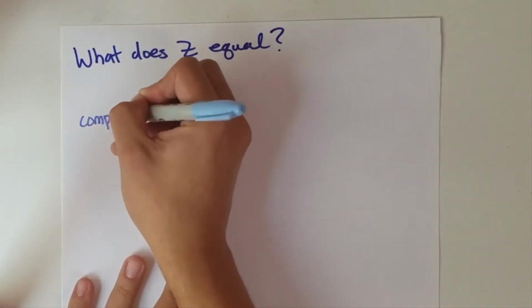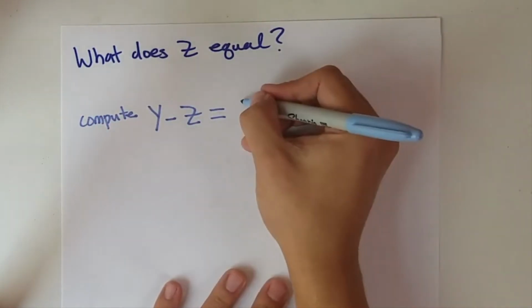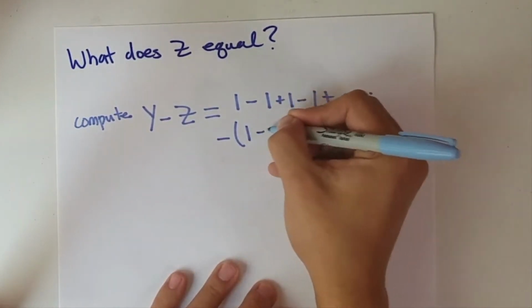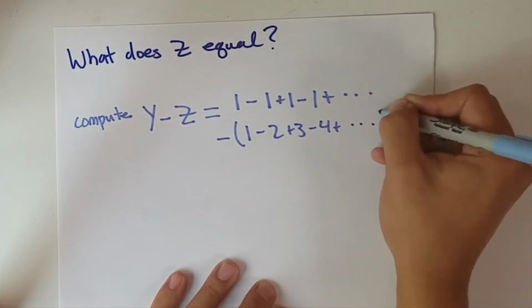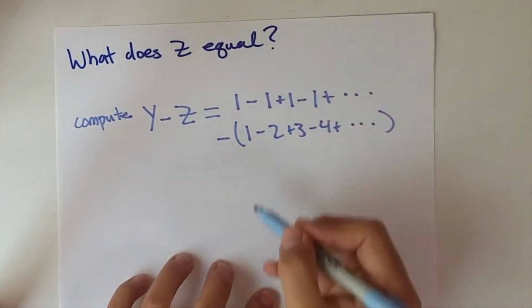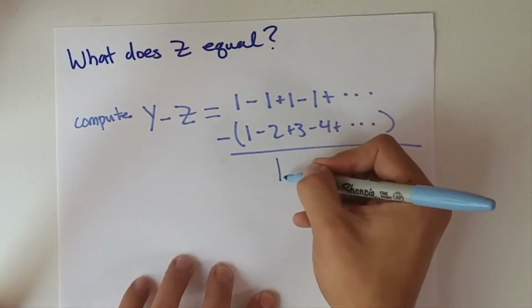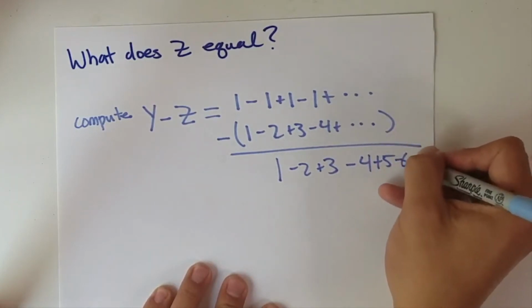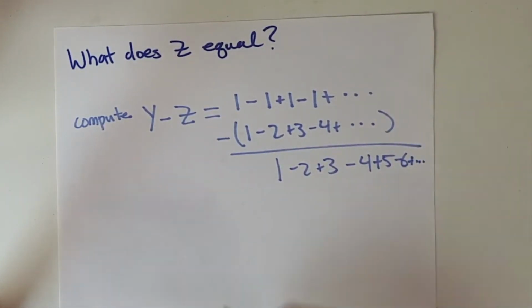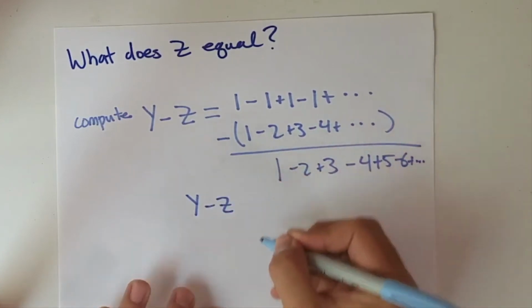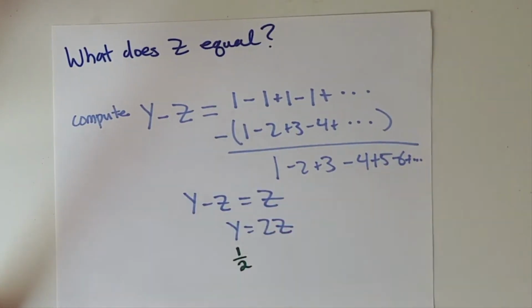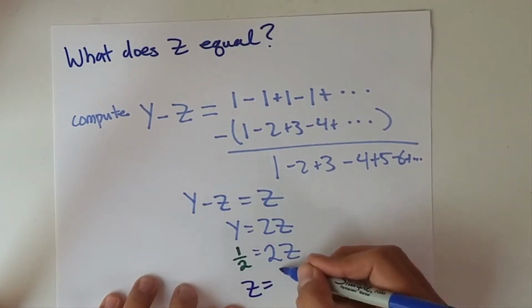Well, to find this, we will compute Y minus Z. So 1 minus 1 plus 1 minus 1 plus, etc., minus 1 minus 2 plus 3 minus 4 plus, etc. We see that this will equal 1 minus 2 plus 3 minus 4 plus 5, etc. Note that this is simply Z. Thus, we have Y minus Z equals Z, or Y equals 2Z. And since we know that Y equals 1/2, we will use algebra to see that Z equals 1/4.